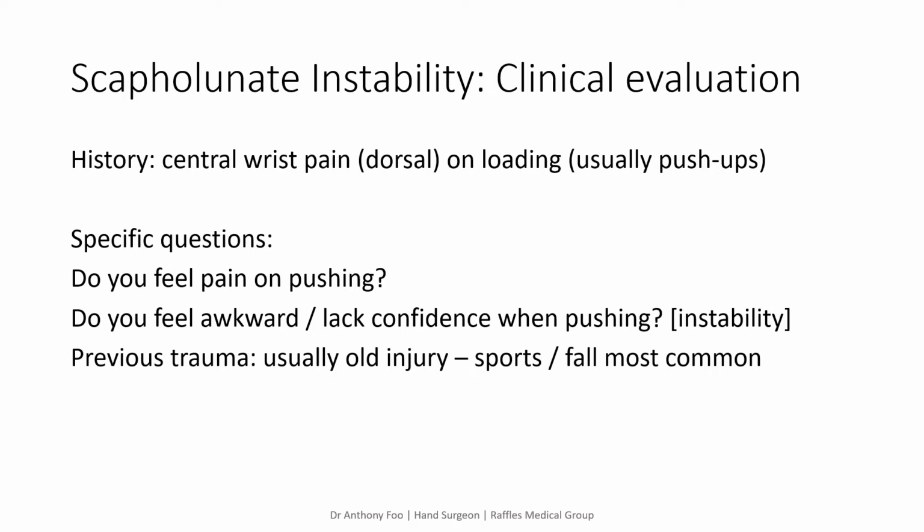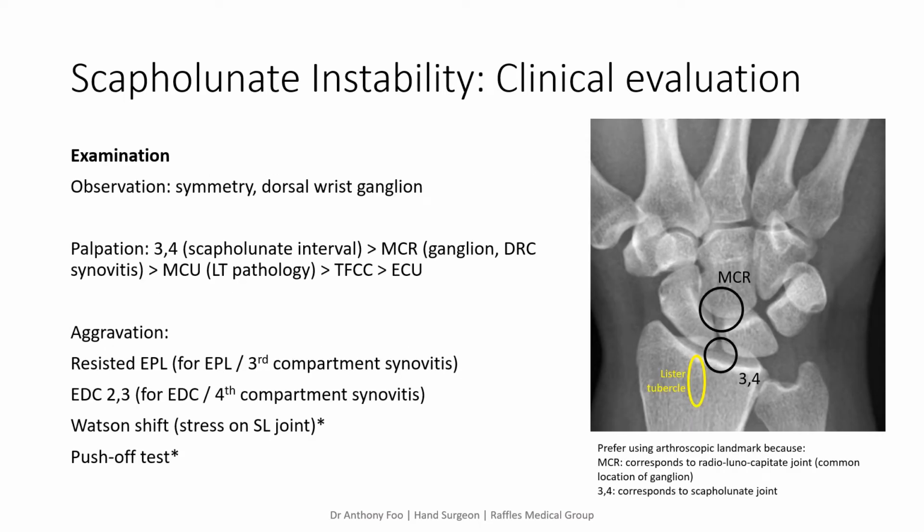Most of the time, the patient may have had a fall or a sports injury months to years ago, and now they start having pain when they do certain activities. This is important to clarify because most of these injuries are due to the attritional nature of old injuries. So what are the things that we need to look out for on clinical evaluation? Never forget to examine the patient properly. The first thing to observe around the wrist is symmetry and whether there's a presence of a dorsal wrist ganglion. A ganglion can cause impingement pain, which can also mimic scapholunate instability.